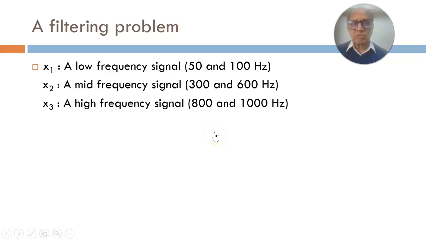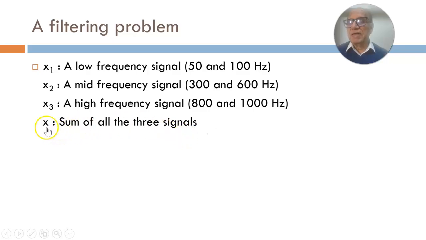In order to demonstrate the functioning of the filter function, we add all these signals and generate x, which is the sum of all the three signals. So x will contain all the frequency components right from 50 Hz to 1000 Hz. And what we want to do is to extract a particular band of frequencies. We might be interested in extracting the low frequency band or mid frequency band or high frequency band. In order to do this, you will have to use different kinds of filters. You can use a low pass filter, band pass filter, and high pass filter. That is what we want to demonstrate.